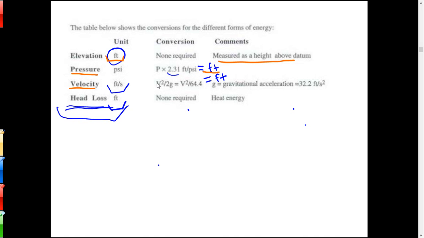Velocity is a little funny. We take the square of the velocity divided by 2 times gravity. That can be derived using calculus and physics. Okay, so what we get there is the velocity squared over 64.4. That'll get us energy in feet.